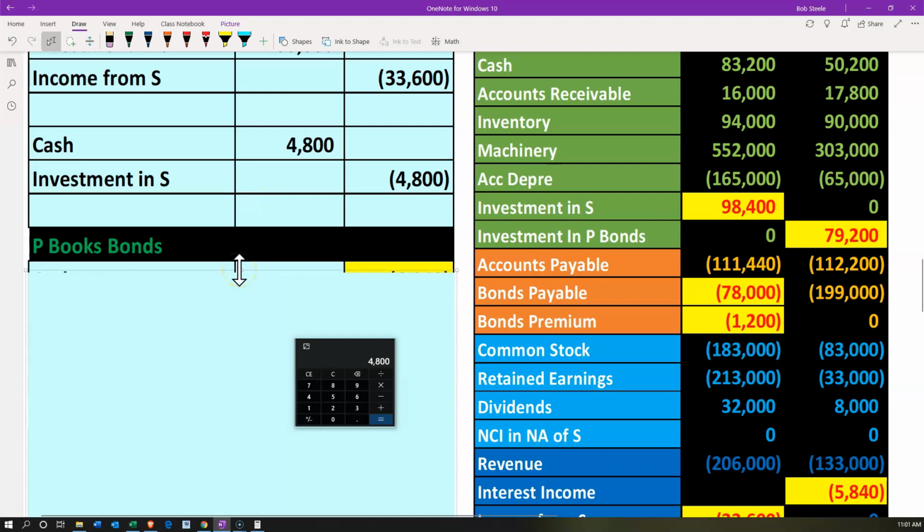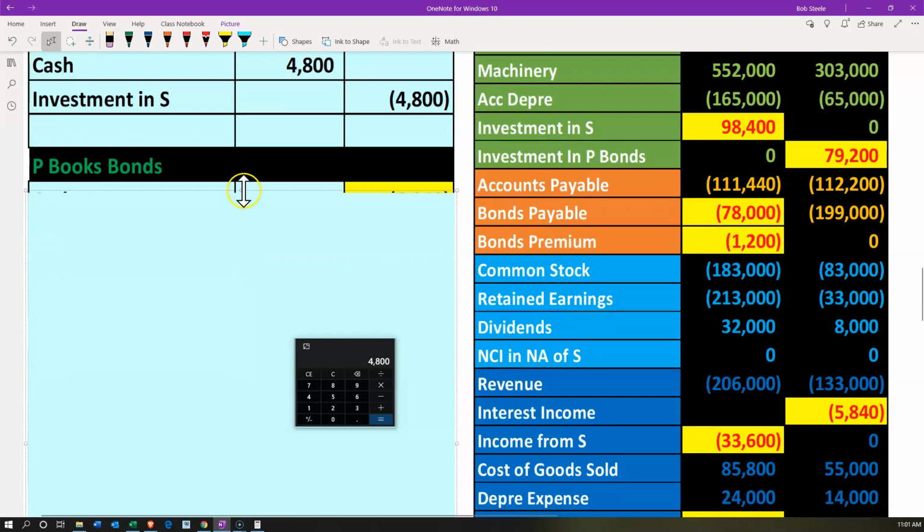Now let's think about the bonds. We're not going to go through the bonds since the time of purchase of the bonds. Let's just think about what happened in the current year related to the bonds. Remember that we're basically in year 2, so it's not the year that the bonds were issued, but we're going to think about what would happen with regards to the interest on the bonds.